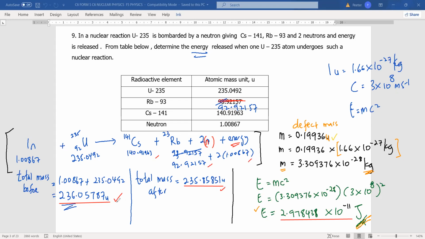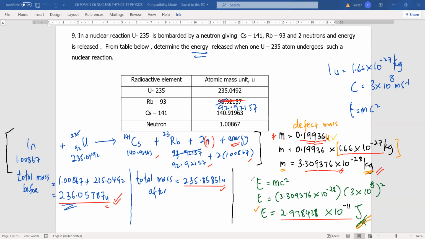But these units are in atomic mass unit. Finally, take this minus this, you get this. So defect mass is always before minus after, right? So before minus after, you get this. So what you do, you multiply this by 1.66 times 10 to the power minus 27 because we're changing the answer to kg. From the mass in atomic mass unit, you change it to kg. You just multiply by this. Now your answer is in kg.